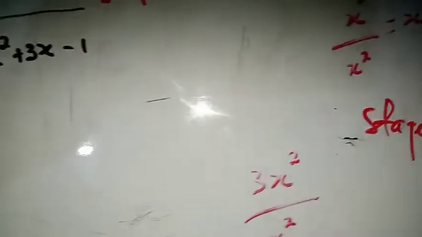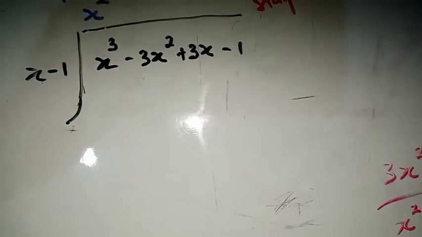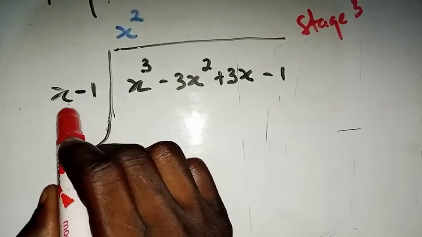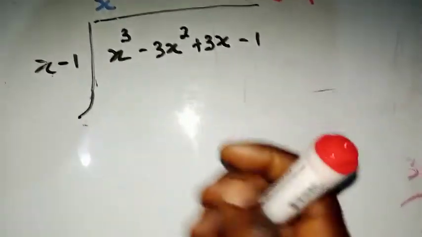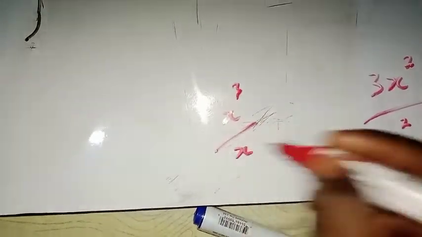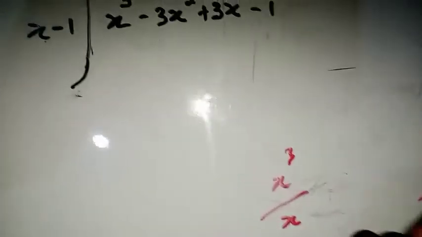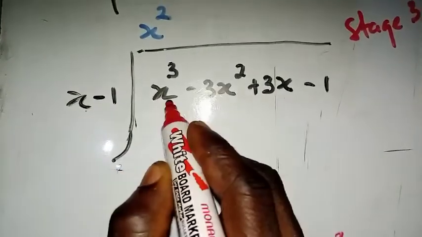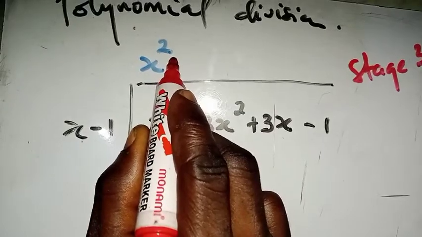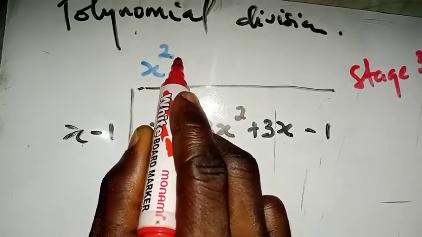If you have any difficulties, let me know in the comment section below. Now, if I break this down, I have x exponent 3 divided by x, and that is the keyword. So x exponent 3 being divided by x, we are going to have x squared as our answer.